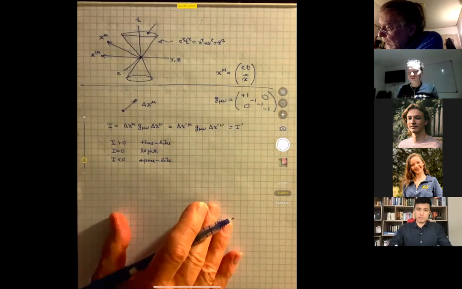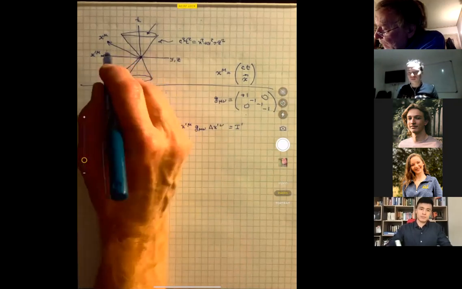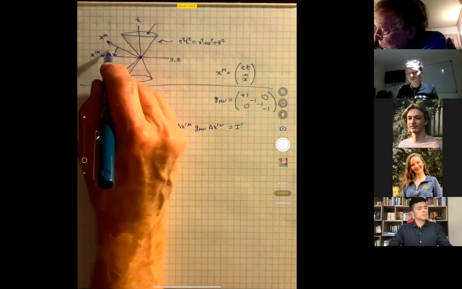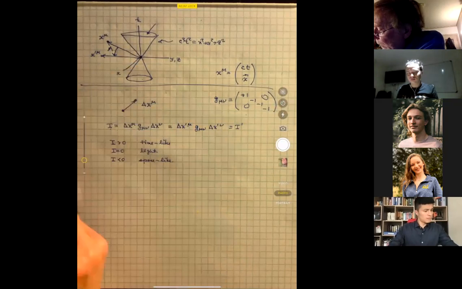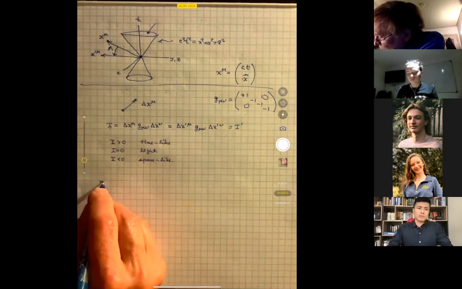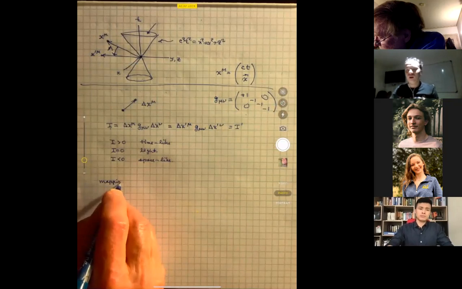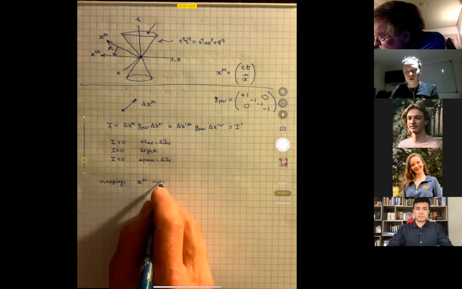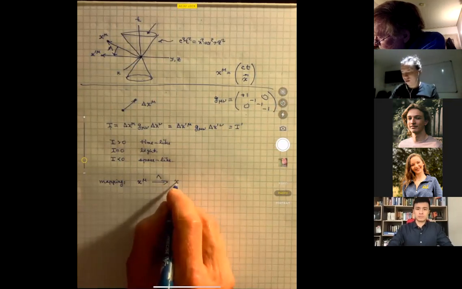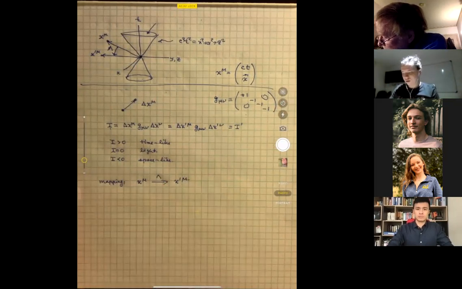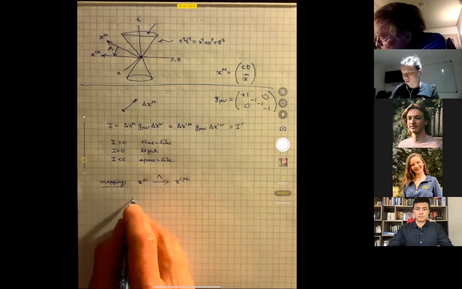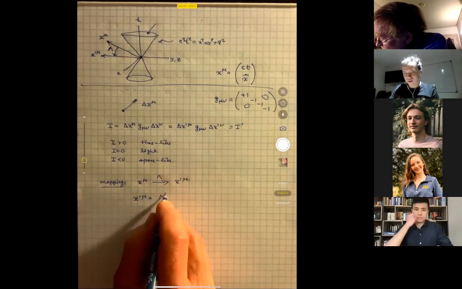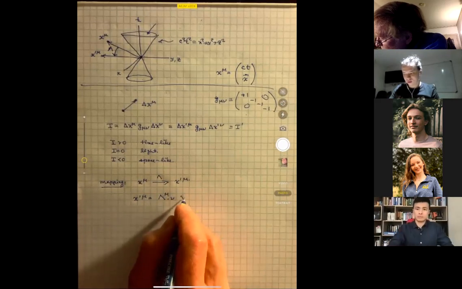Now then, allow me to consider a mapping of space-time into itself that takes our event x^μ into the event x'^μ. Let's call this mapping capital Lambda. So the idea is we want a mapping of space-time onto itself, which takes x^μ, according to Lambda, into x'^μ. We want this mapping to be linear, so we can write it in terms of a matrix: x'^μ equals Λ^μ_ν x^ν.